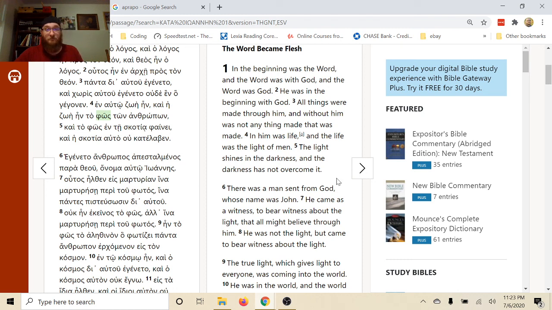There it is. In the beginning was the Word. The Word was with God. And the Word was God. He was in the beginning with God. All things were made through him. And without him, not anything was made that was made. In him was life. And the life was the light of men. The light shines in the darkness, and the darkness has not overcome it. Boom. In Greek and English. What now? Well, it was in what we were going to call Greek.